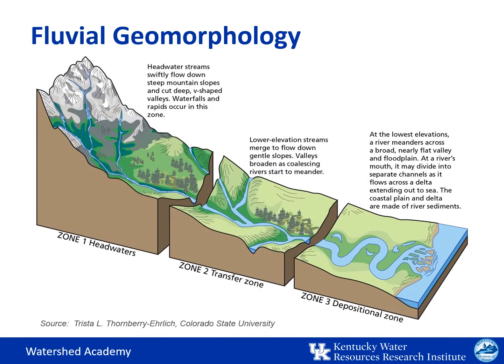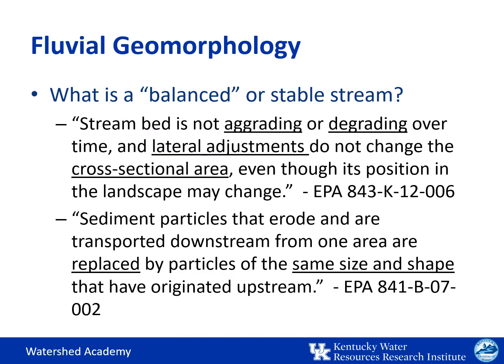As we've already drawn attention to in the hydrology and hydraulics section, there are different zones of the stream, and these different zones work differently with erosional processes. In the headwaters, you tend to have much faster flowing streams that are transitioning energy and causing more erosion. You have both erosion and sedimentation that are occurring in that transfer zone. And then in the depositional zone, there tends to be more area there where things can slow down and settle out. So recognizing that streams change, what does a balanced or a stable stream look like?